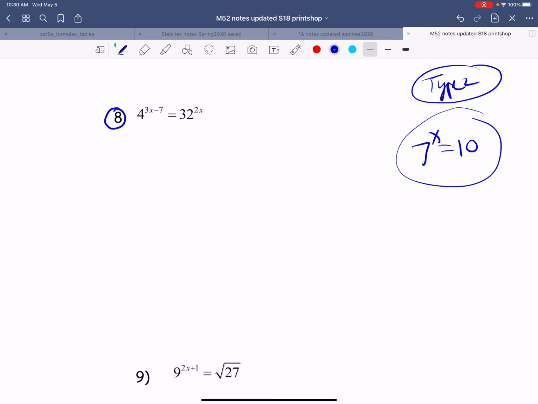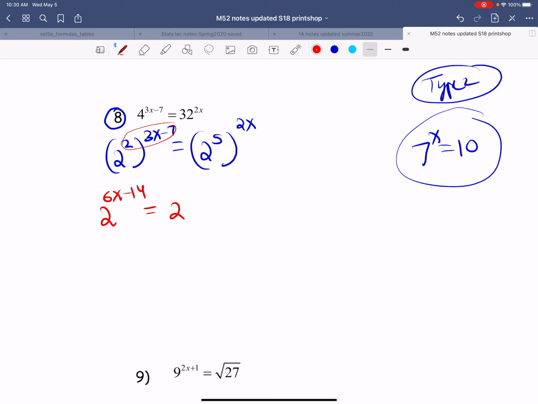So I cannot write 32 as 4 raised to some power, but I can express both sides with base 2. 4 can be written as 2 squared, to the power 3x minus 7. 32 can be written as 2 to the fifth power, raised to the power 2x. So these two exponents are going to multiply now. 2 raised to the power 6x minus 14 equals, these two exponents are also going to multiply, 10x. Now, using the one-to-one property, we can go ahead and use the one-to-one property now.